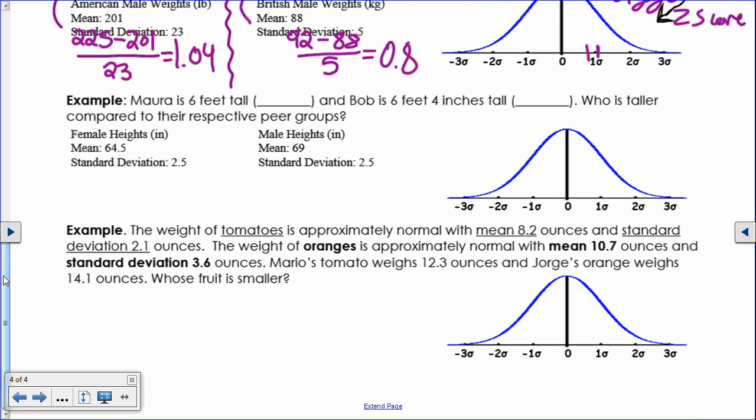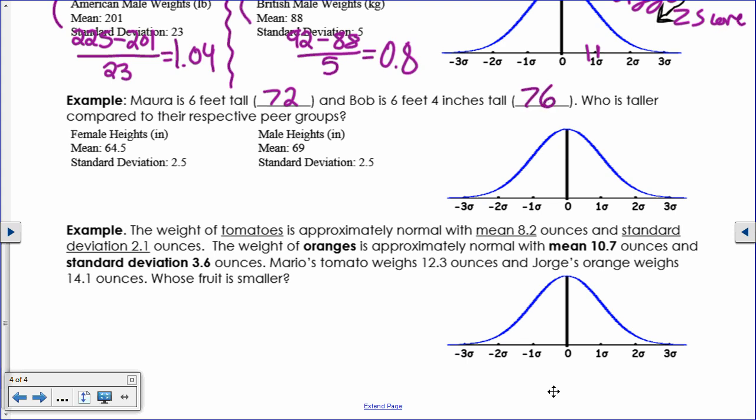This next one down here. We're talking about two different people, Mara and Bob. I think we want to turn their heights into inches. Right now they're in terms of feet. So let's go ahead and turn them into inches. So if I had 6 feet, how many inches would that be? 72. I'm going to go ahead and write that down. That's why I left that little space for you. And then Bob is 6'4". 76.